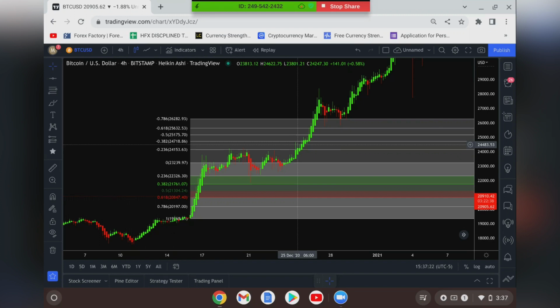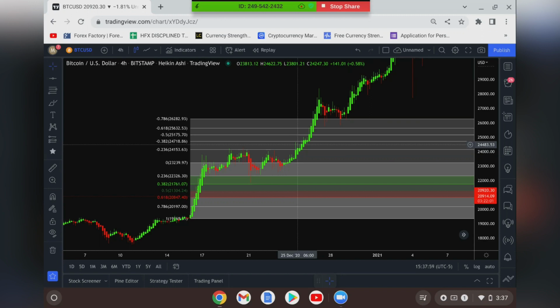So I hope you guys did find this tutorial on the Fibonacci tool to be useful. Please keep in mind, you guys, that no indicator, no tool is going to be 100% accurate all the time, but most major moves will pull back around these Fibonacci levels, you guys.